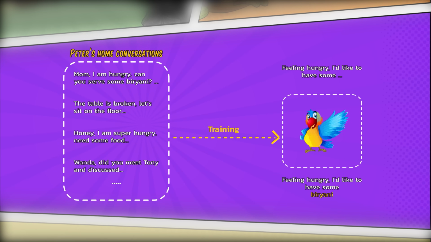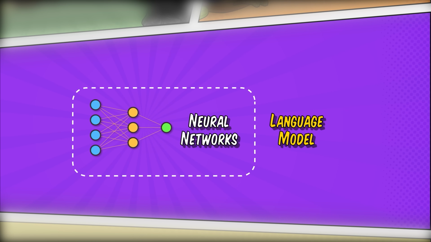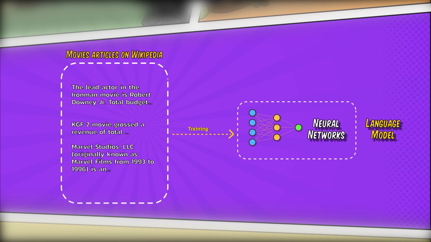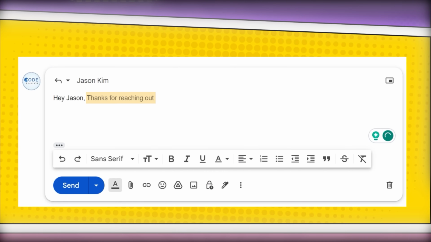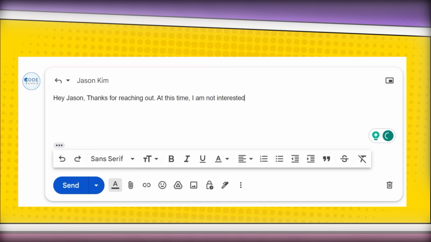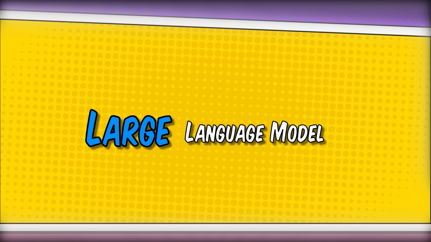Just like how Buddy is trained on Peter's home conversations dataset, you can have a language model that is trained on, for example, all movie-related articles from Wikipedia, and it will be able to predict the next set of words for a movie-related sentence. Gmail autocomplete is one of the many applications that uses a language model underneath. Now that we have some understanding of a language model, let's understand what the heck is a large language model.